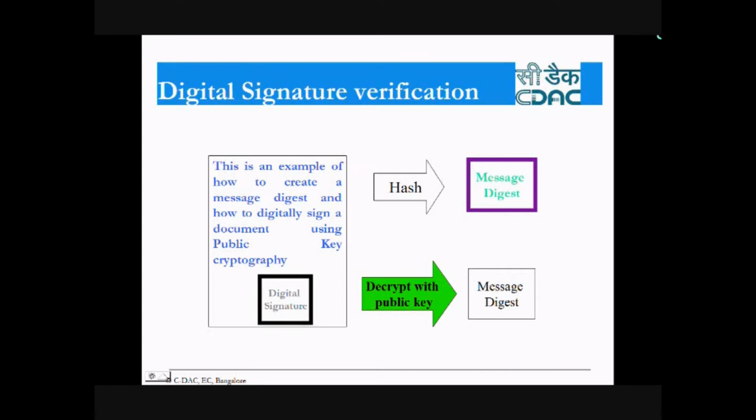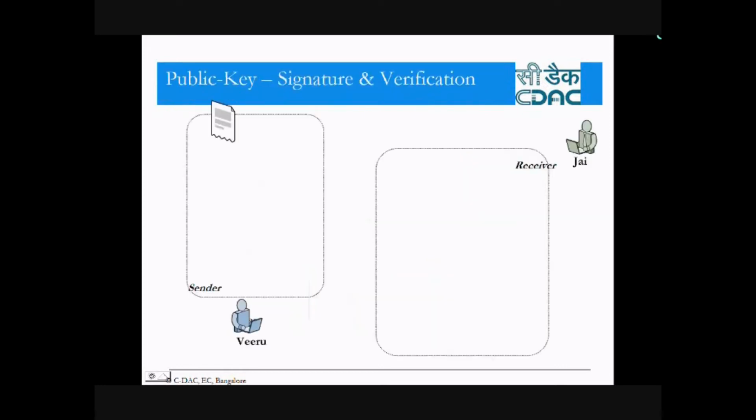The next thing is I have to compare whether these two message digests are equivalent. If they are equivalent, I do not have any issue, and the information has come intact. Nobody has changed the content in between, and it has reached me intact. But I will tell you the disadvantages a bit later. Let me graphically illustrate this process.